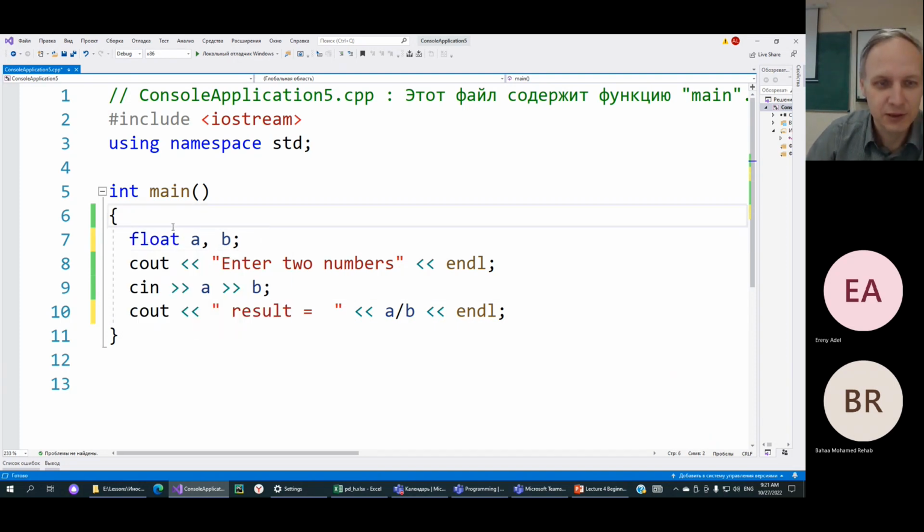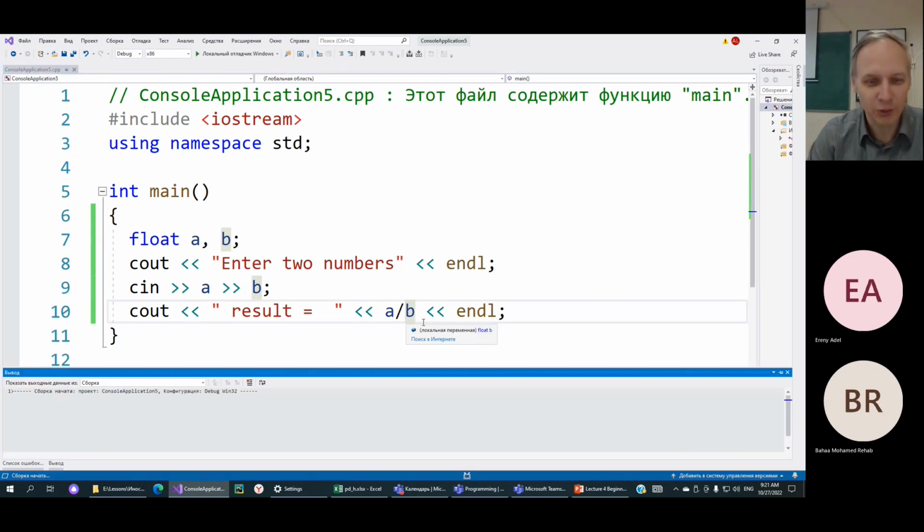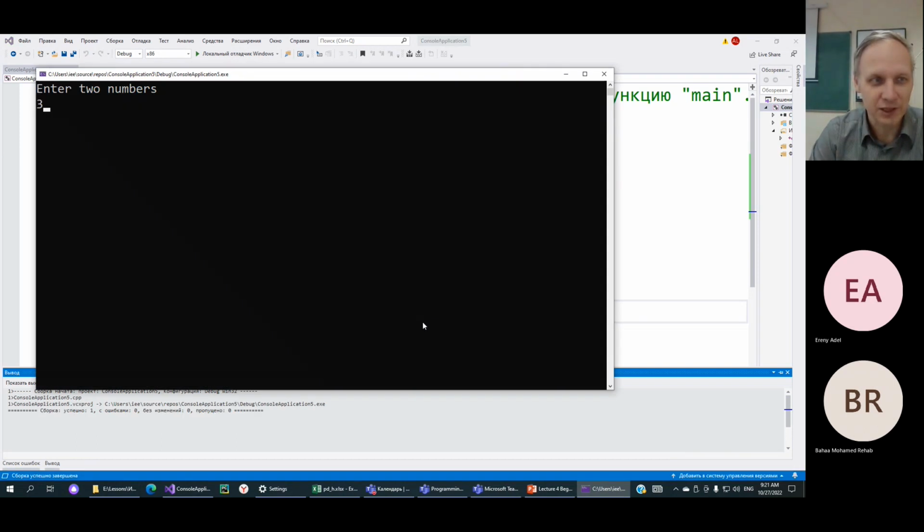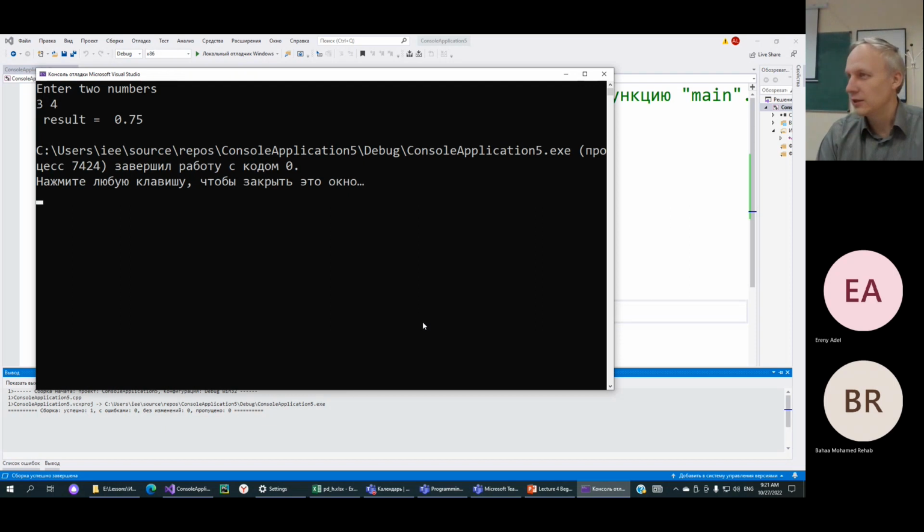Okay, if I type here divide, A over B, not plus B, but A over B, and I enter again 3 and 4. What will I see on the screen? 3 over 4. 0.75. Right. 3 over 4 is 0.75.